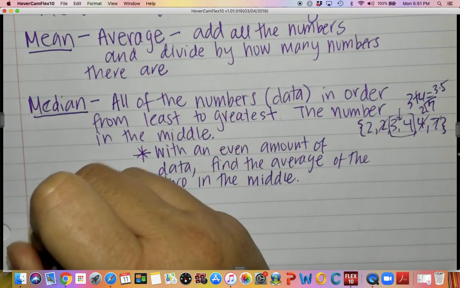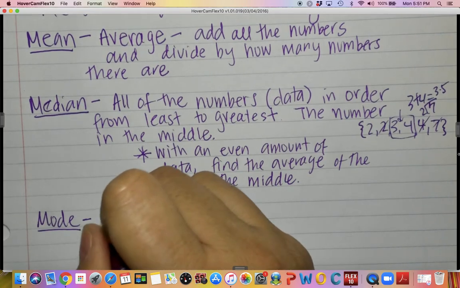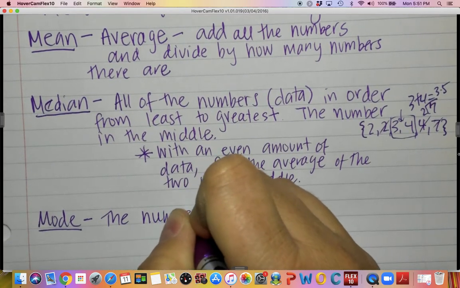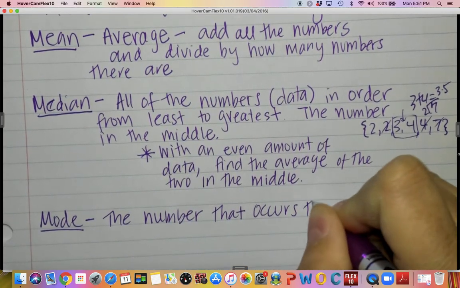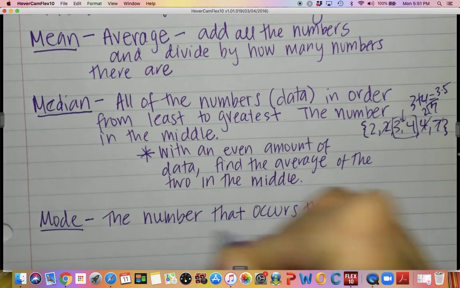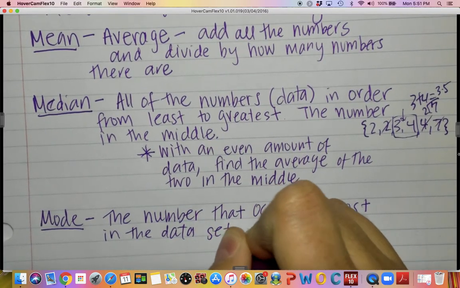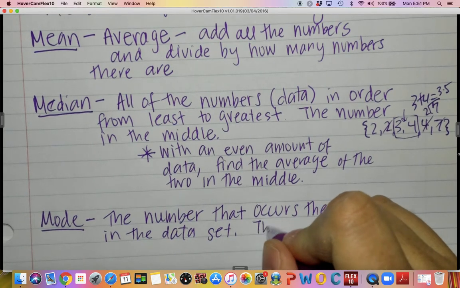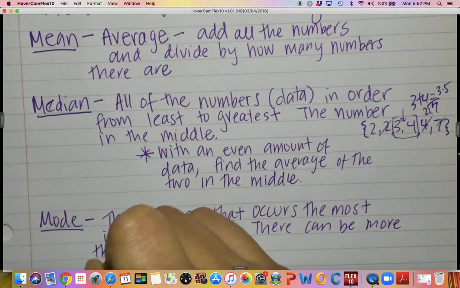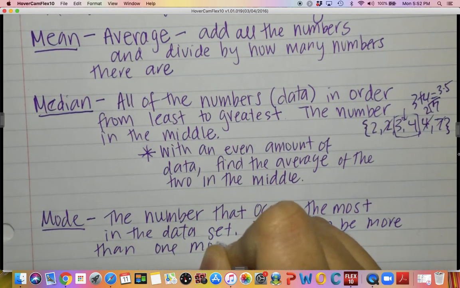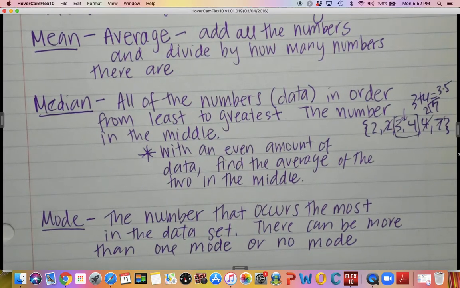Mode is another measure of central tendency. And the mode is the number that occurs the most in the data set. There can be more than one mode, or no mode. And I'm going to give you an example in a minute of mode.